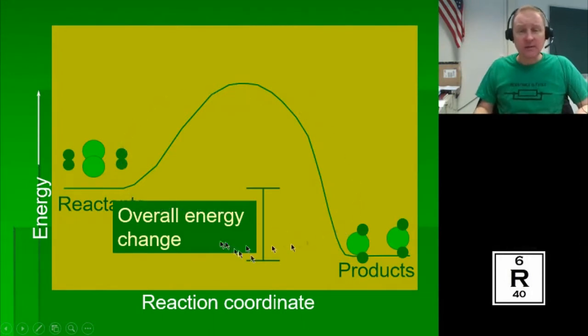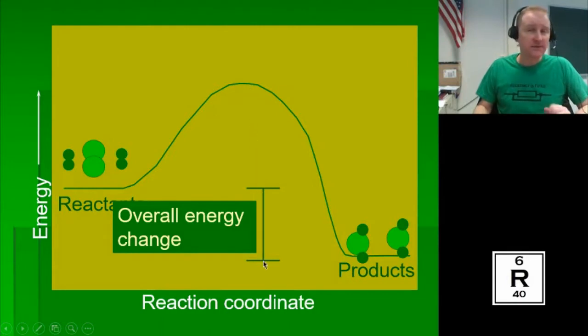The other thing you need to note about these diagrams is the overall change of the reaction is the difference from the reactant to the product. So it's just from the reactant level to the product level is the overall change of this reaction. Sometimes people get it wrong and they'll say the change of reaction is from all the way at the top, the activated complex, all the way down.